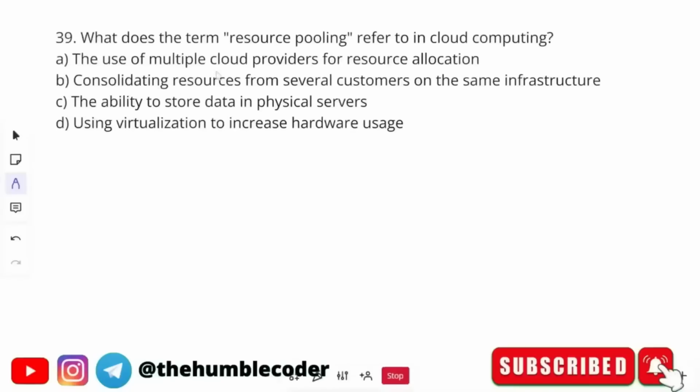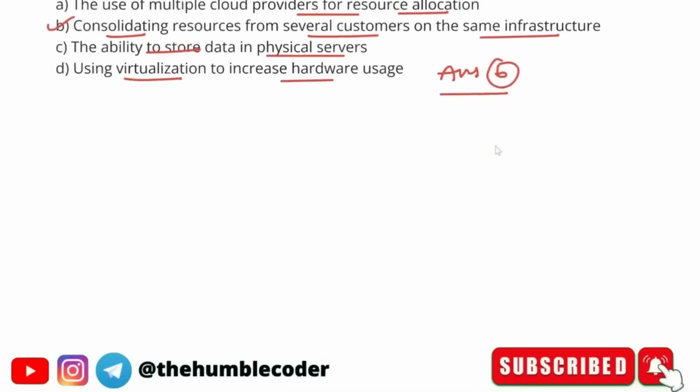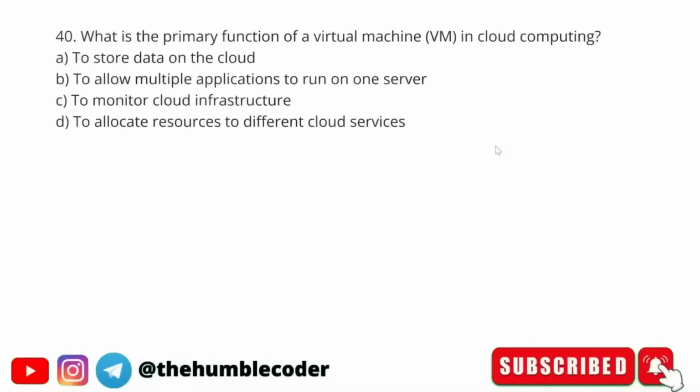What does the term resource pooling refer to in cloud computing? Okay, let's see the options that we have. The use of multiple cloud sub providers for resource allocation. Option B is consolidating resources from several customers on the same infrastructure. Option C is the ability to store data in physical servers. And option D is using virtualization to increase the hardware usage. So the correct answer is option number B, that is consolidating resources from several customers on the same infrastructure. Moving on to our next question.